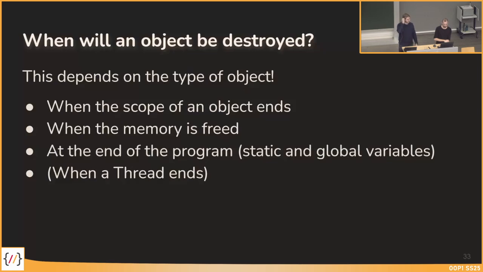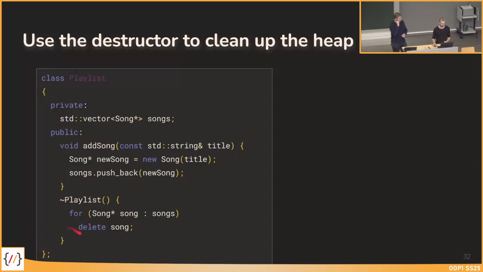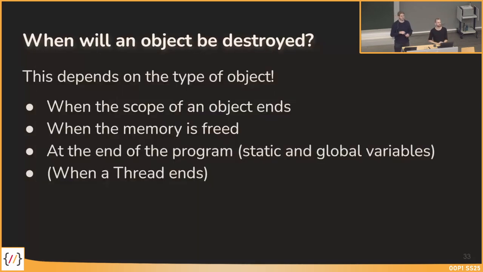So in many cases, an object is destroyed when the scope ends. You know that when the function ends and we have a local variable, then the object is also destroyed. An object is also destroyed when the memory is freed. Because when I delete my song here, the destructor of the song gets called. So I could also have some information in the destructor of the song and work with it. Yes?